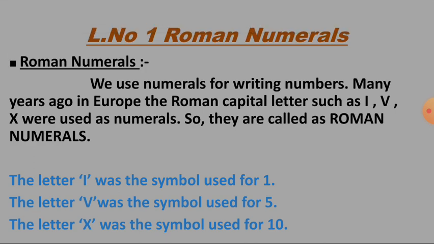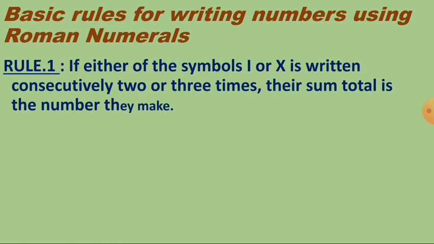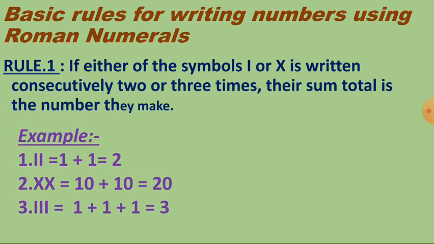Next page, you will be writing the basic rules of writing the Roman numerals. On the first line, write basic rules for writing numbers using Roman numerals. From the next line, start writing. Rule 1. If either of the symbols I or X is written consecutively 2 or 3 times, their sum total is the number they make. Next line, you have to write the examples.